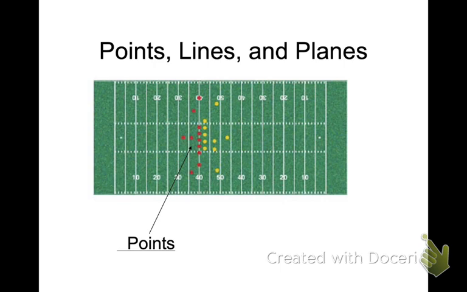Technically, it's hard to say exactly where points are, so that's why we put dots to represent them. The yard lines would represent lines. Again, they're technically line segments because lines go on and on forever. Line segments have stopping and ending points. And then the whole entire football field would be a plane.